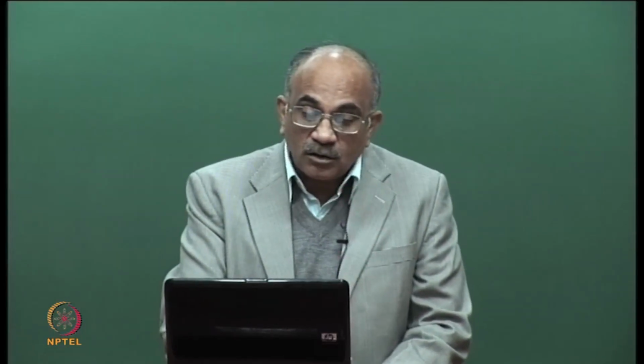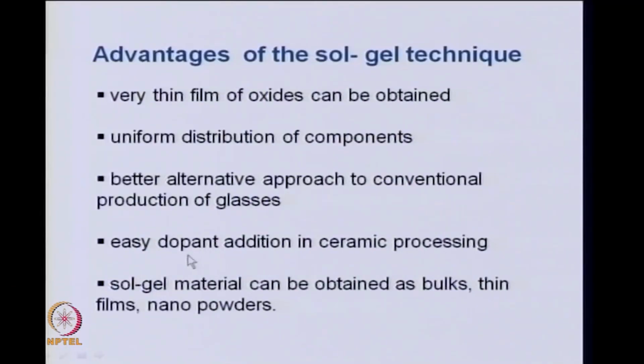You can control the addition of each dopant during the ceramic processing. So, you can really make compounds with several different ions using the sol gel process. The sol gel material can be obtained in various forms, in bulk materials, as thin films and as nano powders. So, all these are various advantages of the sol gel technique.